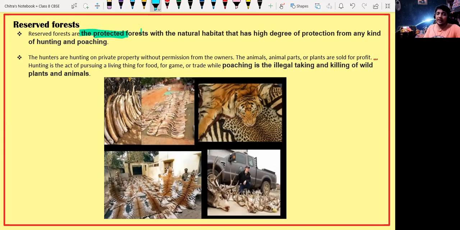Okay, so it protects the forest with the natural habitat, which has a high degree of protection from any kind of hunting and poaching. You know what is hunting and poaching? So let's discuss here. When hunters hunt on private property without permission from the owner, this is called hunting, beta. And animals, animal parts and plants are sold for benefit.